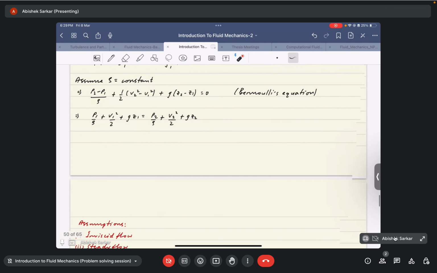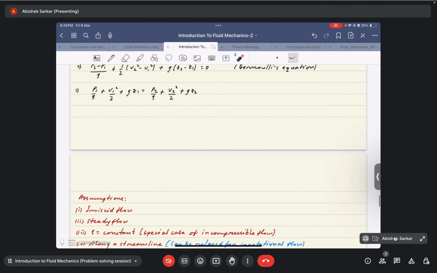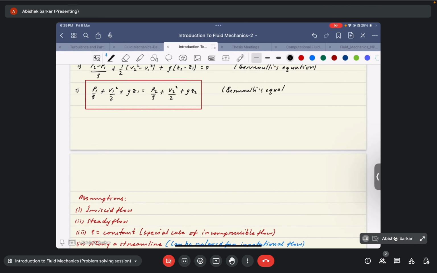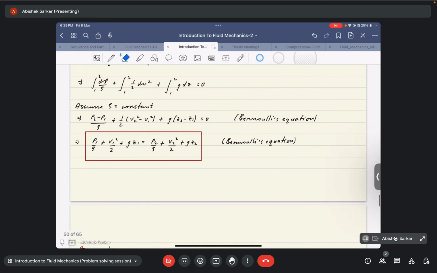Okay, and what are the assumptions, let me just give a red box so that people can recall that this is an important equation. Okay, I hope that's fine, and let me even write it here.